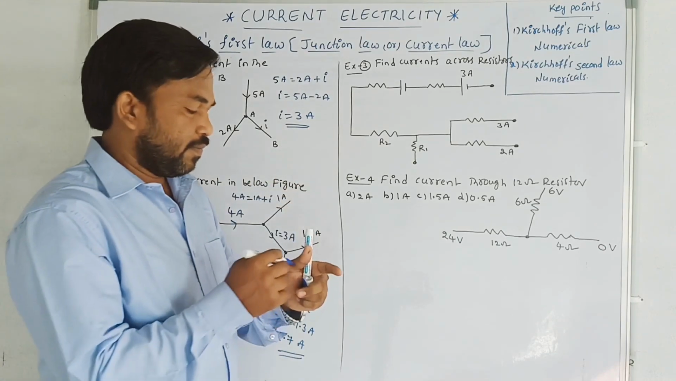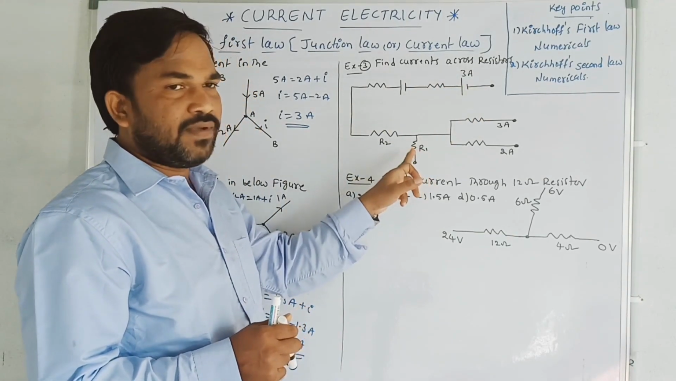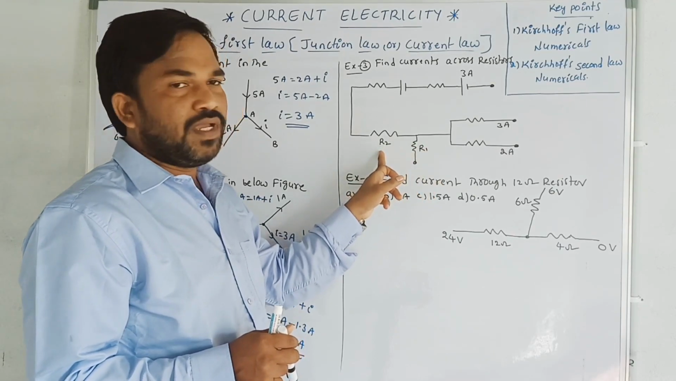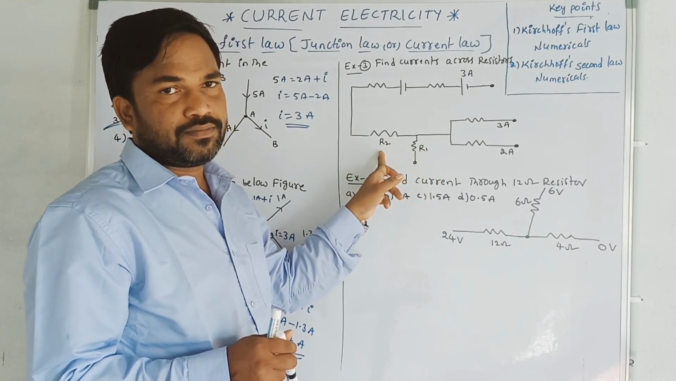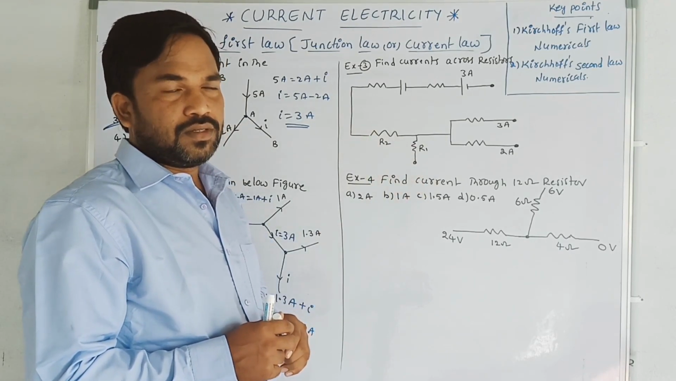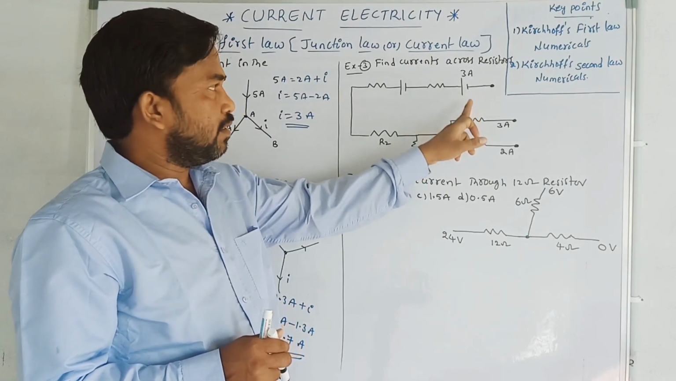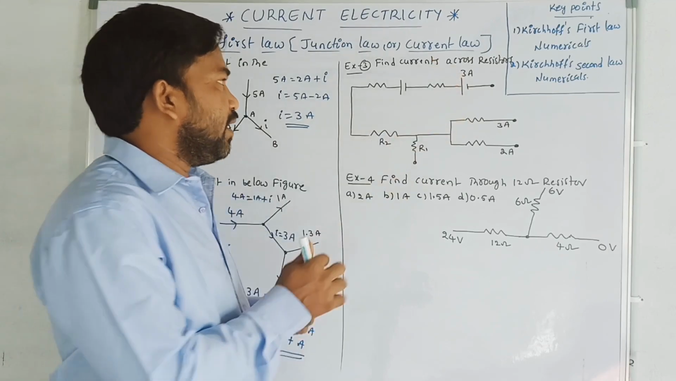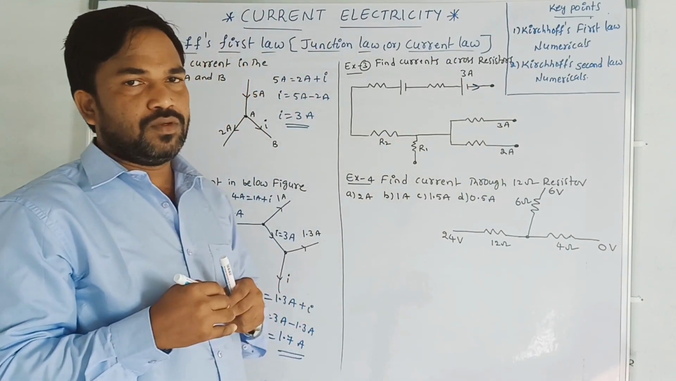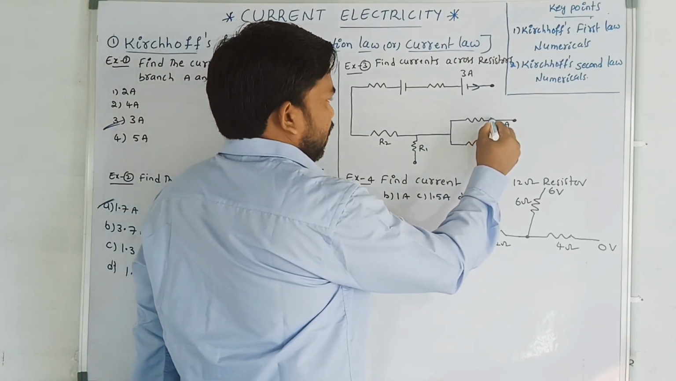Okay, now see here. Find the currents across the resistors. These are the two resistors given, R1 and R2. Across these two resistors, we have to identify the current. What are the currents across those two resistors? Now he has given one 3 ampere battery, 3 ampere current is moving through that battery. Now see here, it is very simple.